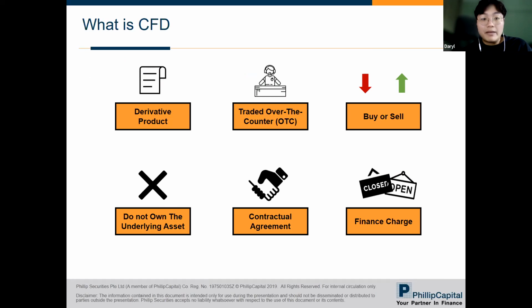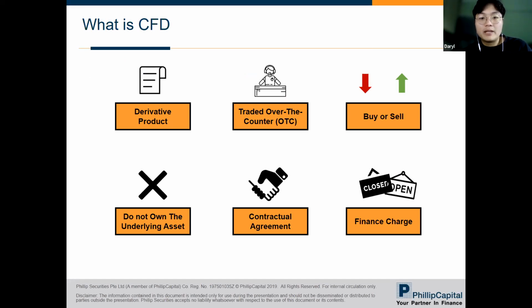So what is CFD? CFD also means contract for differences. CFD is a derivative product, which also means having a value derived from another underlying asset. CFD is traded over the counter, traded via a broker-dealer network, which in this case, if you trade with us, is traded under Phillips.